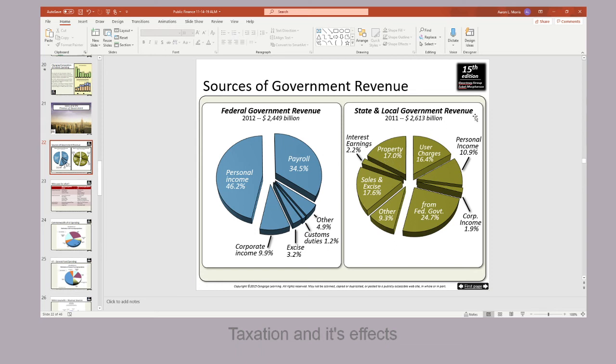The state gets property taxes for the state and the county and city that you live in. They get some from income taxes, some corporate, some from user charges.